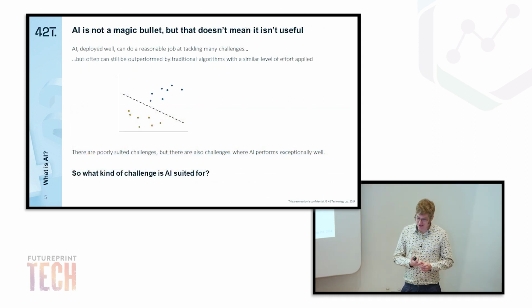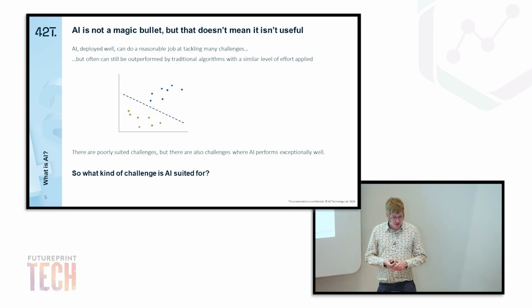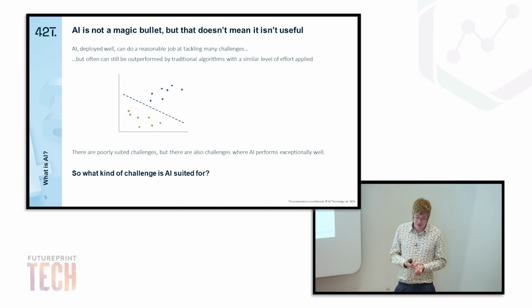So AI is not a magic bullet, but that doesn't mean it's not useful. An AI deployed well can do a reasonable job of tackling many challenges, but often actually it can still be outperformed by traditional algorithms with a similar level of effort applied. So if you're trying to do something and you know what you're trying to do, quite often actually algorithms are better than AI at performing that task. So there are poorly suited challenges, but there are also challenges where AI performs exceptionally well.